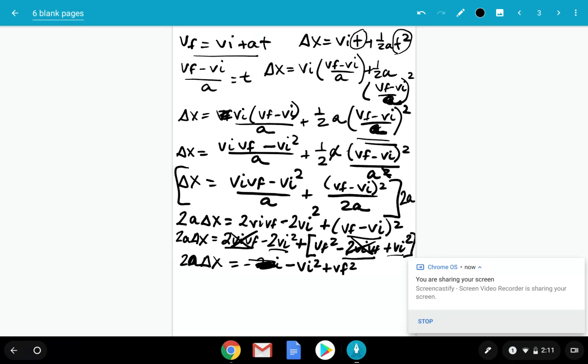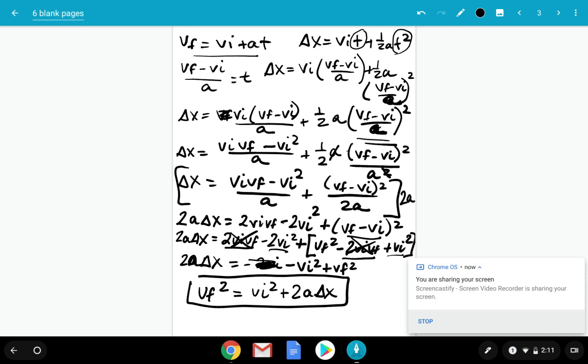That is a lot simpler than it looked at first, but it's not how you're going to find it in a textbook. So I'm going to rewrite this and just move things around so that you can see the typical format of this equation. Vf squared equals, we usually move the vi squared over, make it positive, plus 2a delta x. And that, my friends, is the third of the big 3. This one is missing time.